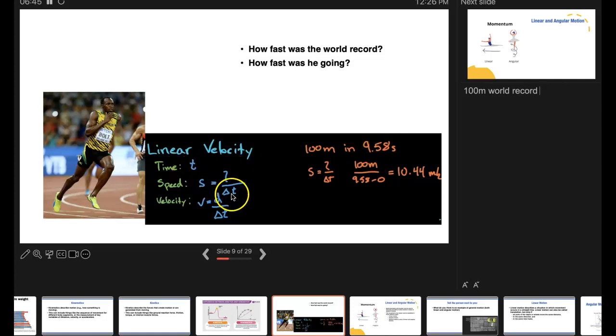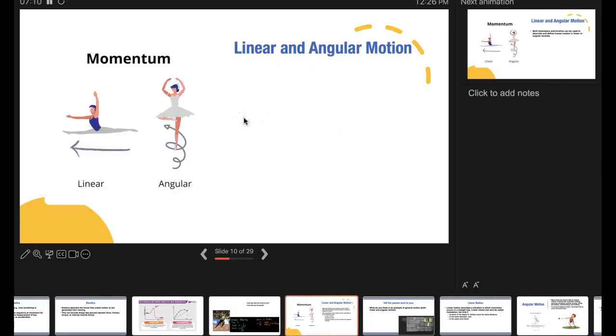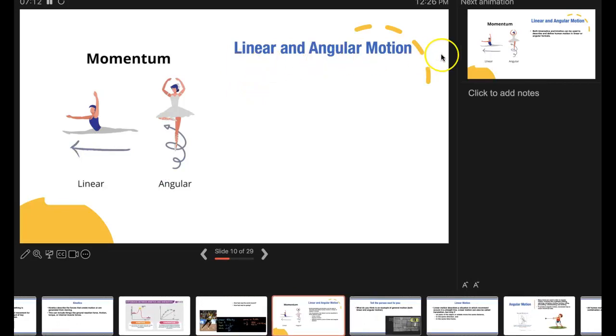The speed would be these here, and then velocity is distance over time. So you'd multiply all those together to get 10.44 miles per hour. Or I guess this one's meters per second. Probably meters per second. You'd have to convert that to miles per hour. But those are the things that we would be working on with our kinematics. A couple other ones would be linear motion and angular motion.